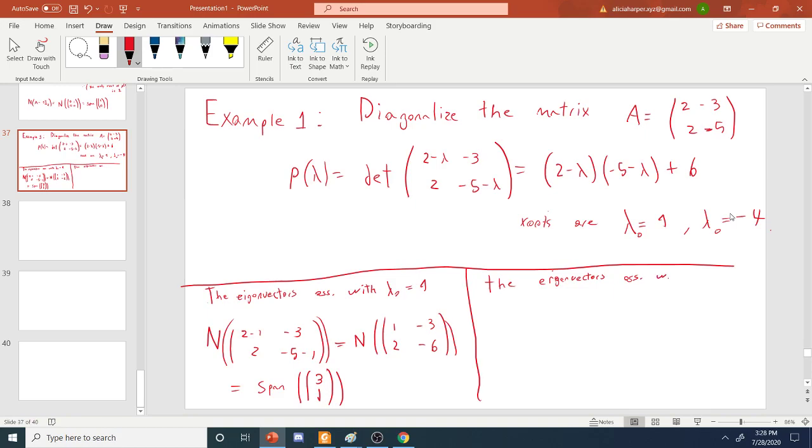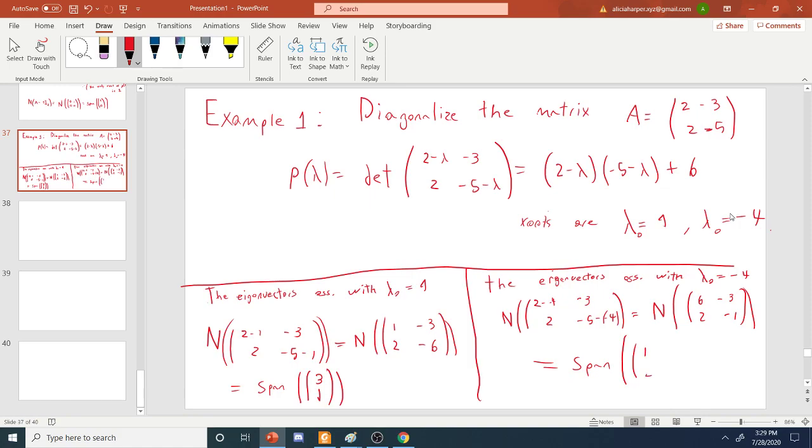Associated with lambda naught equals negative 4, correspond to things in the null space of the matrix with entries 2 minus negative 4, negative 3, 2, negative 5 minus negative 4, which is the same thing as the null space of the matrix 6, 2, and then negative 3, negative 1. And again, we'll use our little trick that I talked about earlier to see that this is precisely the span of (1, 2).